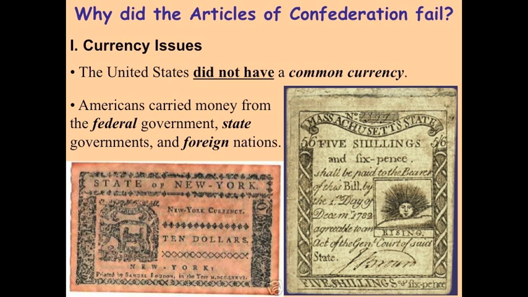First issue is money, currency issues. The United States federal government did not have a common currency. So people were carrying things from the federal government, they were carrying things from state governments, and they were even still paying with British pounds and shillings. So there was no unified currency.